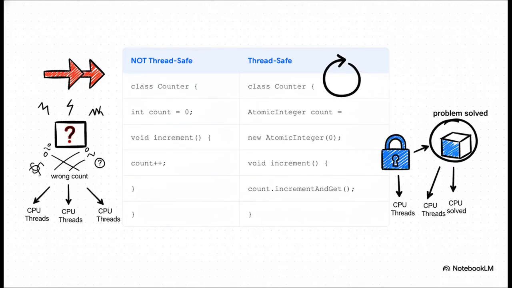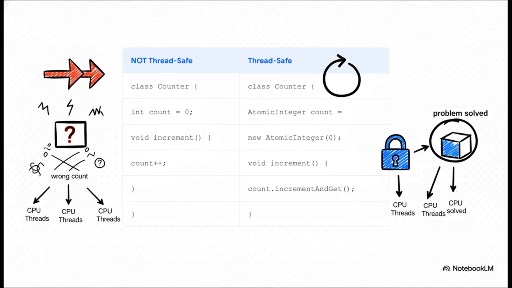And here's what that race condition looks like in actual code. On the left, you've got a super simple counter. Now, that little count plus plus operation, it looks like one single step, right? But it's not. It's actually 3. First, read the value, then add 1 to it, and finally, write the new value back. The problem is, multiple threads can interrupt each other right in the middle of those steps, and you end up with the wrong count.